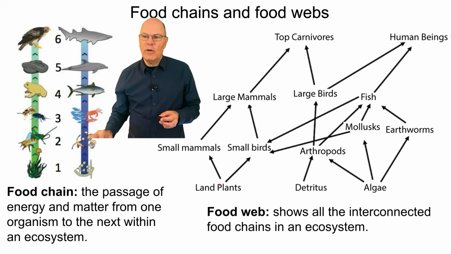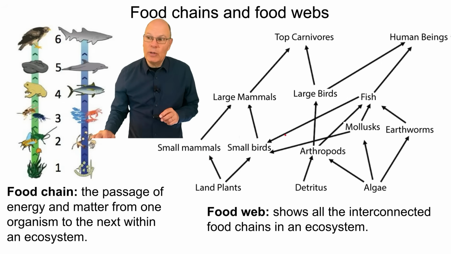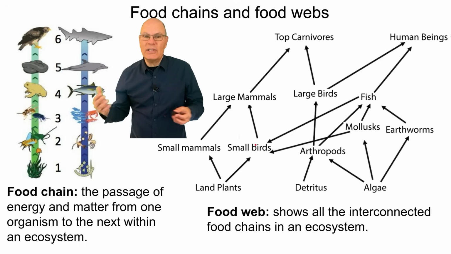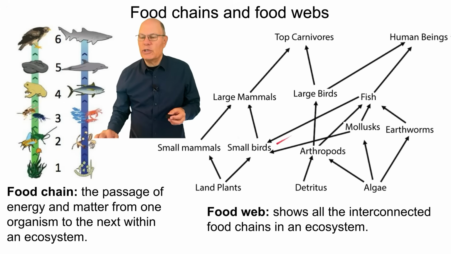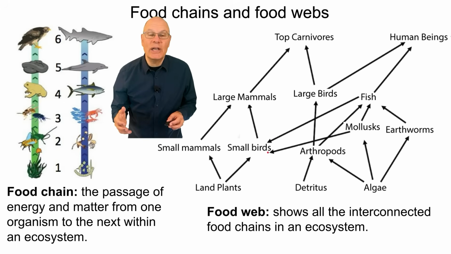And the arrows flow from the organism that gets eaten to the organism that eats it. And if these arrows look like they're flowing in the wrong direction, they're not. The small birds eat the fish, and that passes energy and matter from the fish to the small birds. And the same thing happens with mollusks and small birds, and so on and so forth.